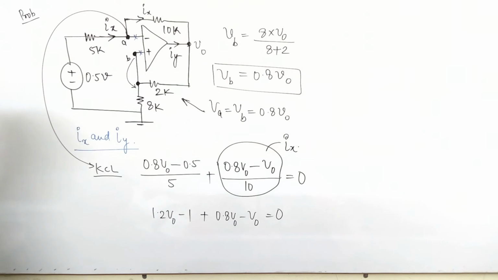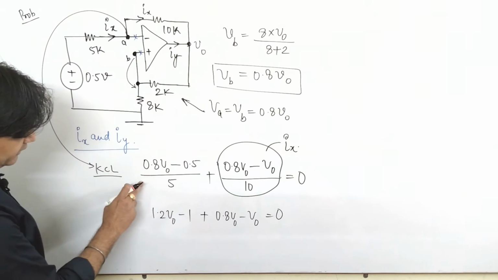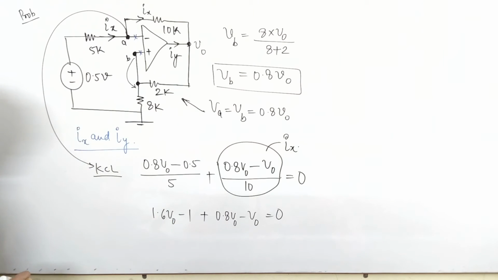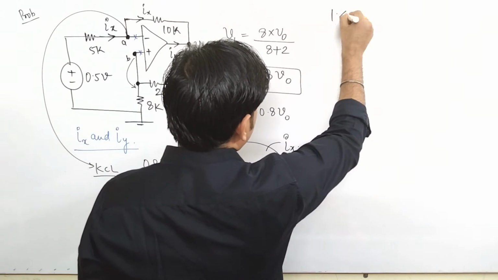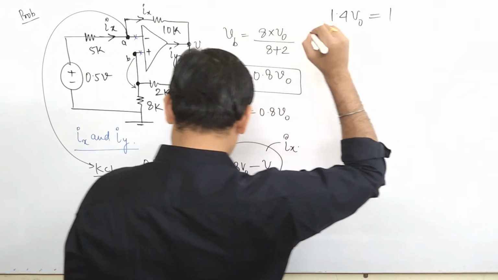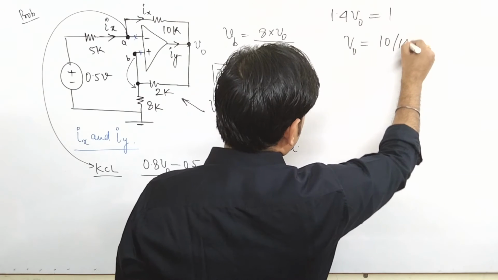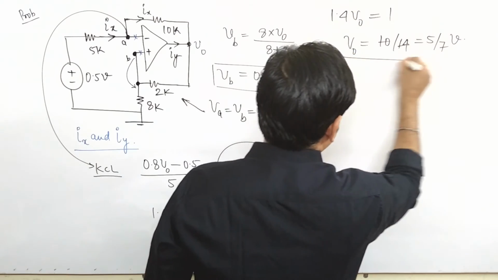So how much is it? Multiplying by 10, 5 into 8 is 1.6 V0, sorry. It is 1.6 V0 minus 1 plus 0.8 V0 minus V0. That comes to be 1.4 V0 is equal to 1. So the value of V0 is 10 by 14, or you can say it is 5 by 7 volts. This is the value of V0.